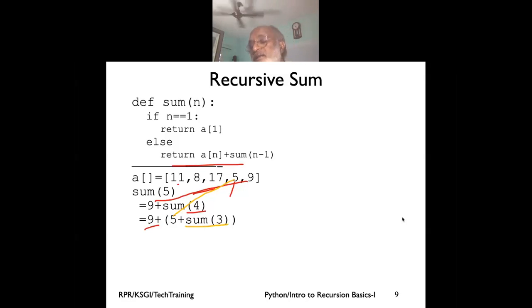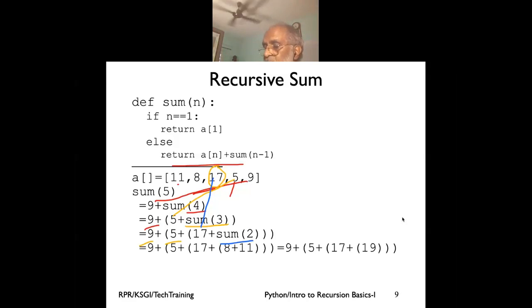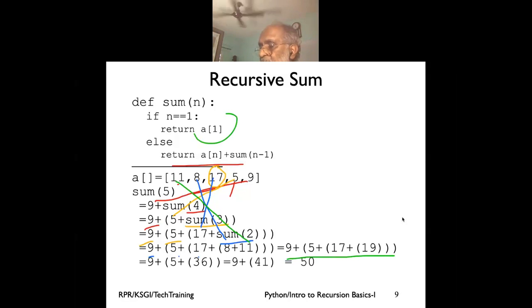I'll keep doing it till I get sum of 1. The sum of 3 would be the third element, 17, plus sum of 2. So you get 9, 5 and 17 plus sum of 2. Sum of 2 is 8, and then you get 11, because sum of 1 I know is a1, and then I keep adding, and that gives me the answer. My answer is 50. Once I know the solution to a smaller problem, I can find the bigger problem.